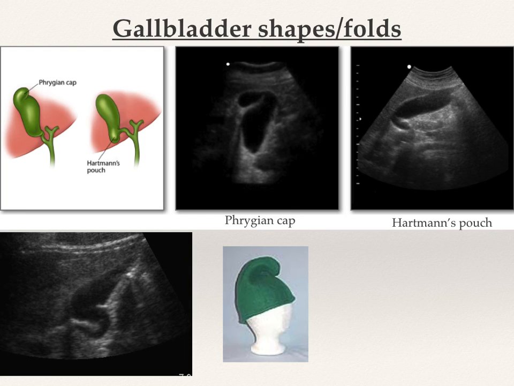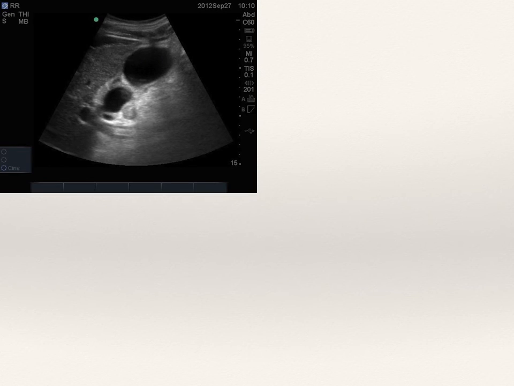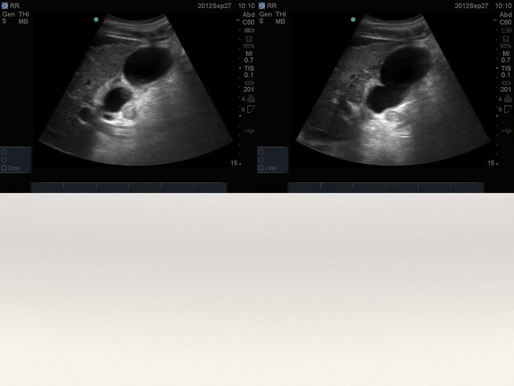It can have something called a Phrygian cap, which is just a fold of the fundus, but it can also have something called a Hartmann's pouch, which is just a gallbladder wall outpouching. These are normal variants, but they can actually be confusing. One patient that I scanned at one point looked as though they had two cystic structures. And I thought, well, is this going to be one gallbladder and something else? But as I swept through, you could see that they both connected. So in this case, it was just a folded gallbladder.